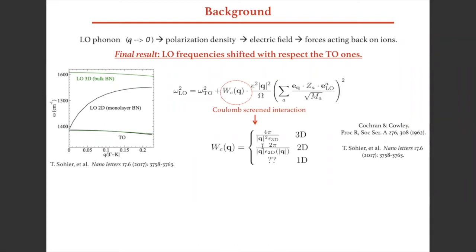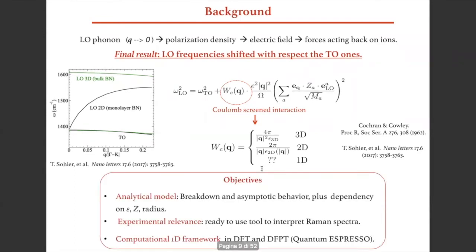While in 2D, for example, we have a 1 over q behavior, meaning that when we substitute this into the formula, we get a linear dependence on phonon momentum, and in particular, the dielectric shift will break down at gamma. This is what we call LO-TO splitting breakdown in 2D materials. Now, for 1D materials, something similar is missing. So basically, we have three goals for this project.